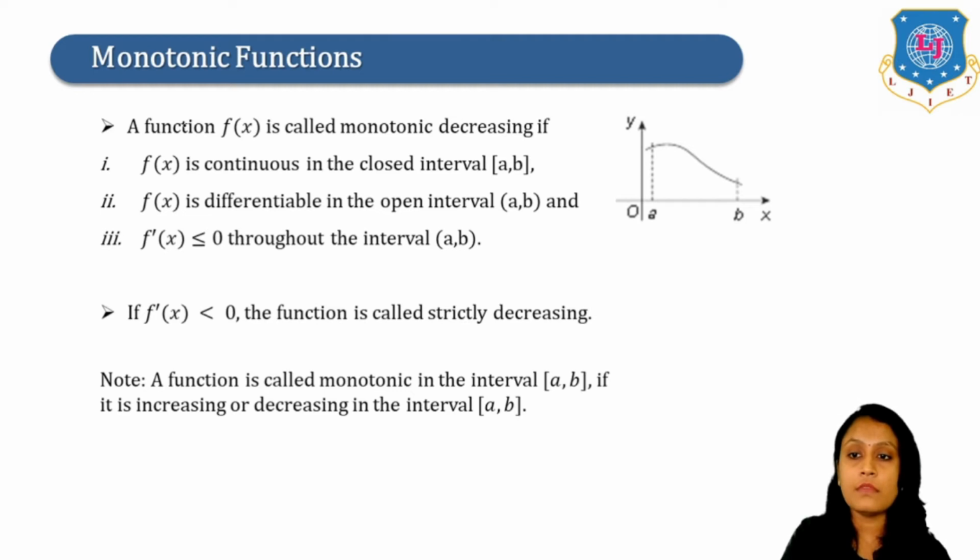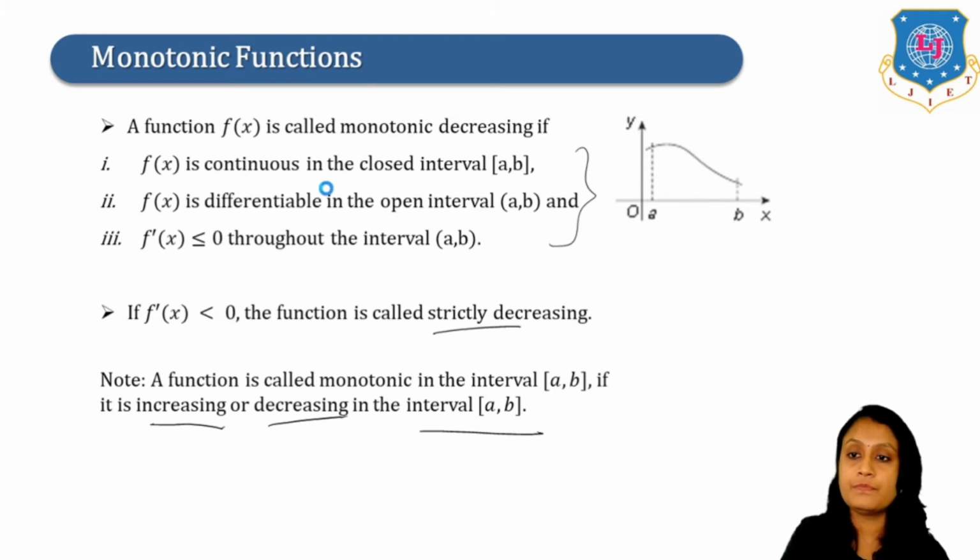A function f(x) is called monotonic decreasing if f(x) is continuous in the closed interval [a, b], f(x) is differentiable in the open interval (a, b), and f'(x) is less than or equal to 0 throughout the interval. If these three conditions hold true, then f(x) is called monotonic decreasing. Here a decreasing function is shown. If f'(x) is less than 0, then the function is called strictly decreasing. A function is called monotonic in the interval [a, b] if it is increasing or decreasing in this interval.